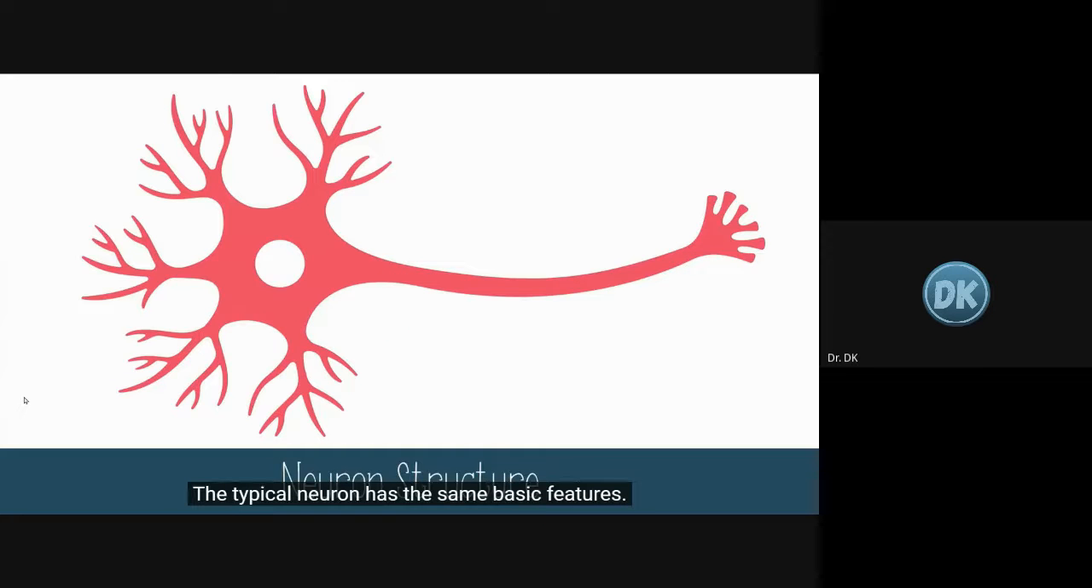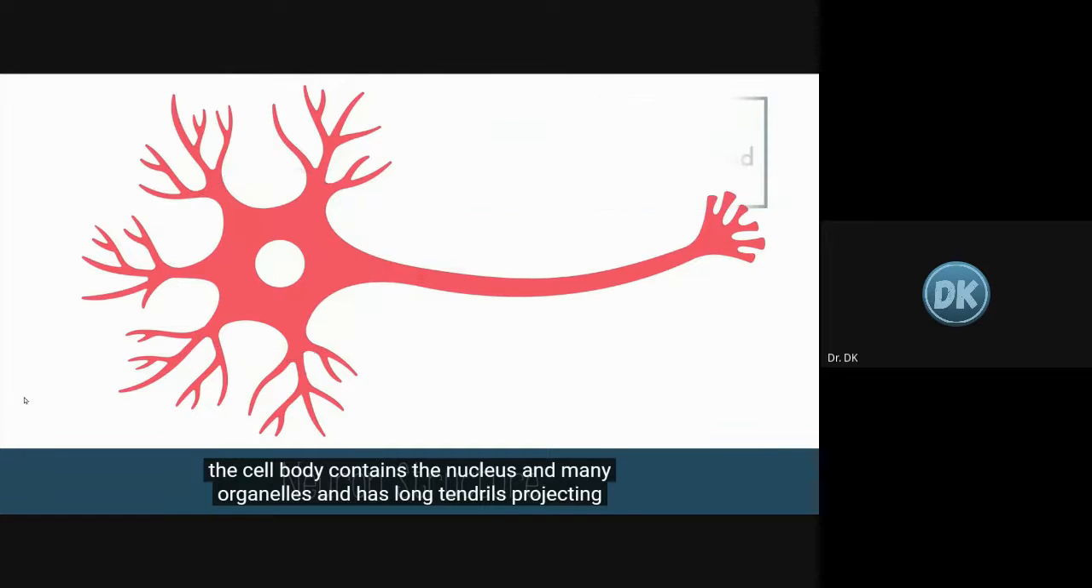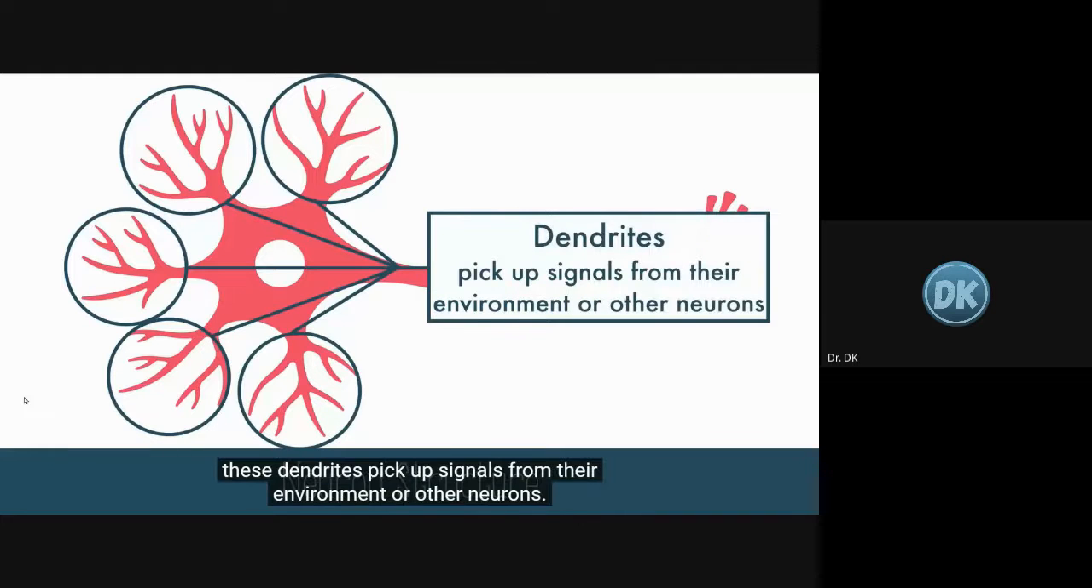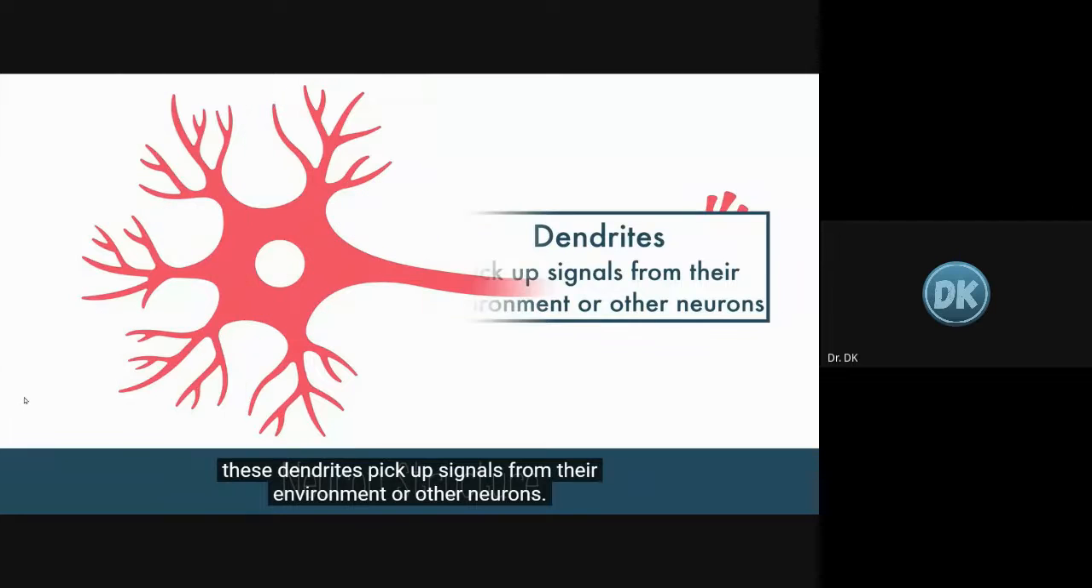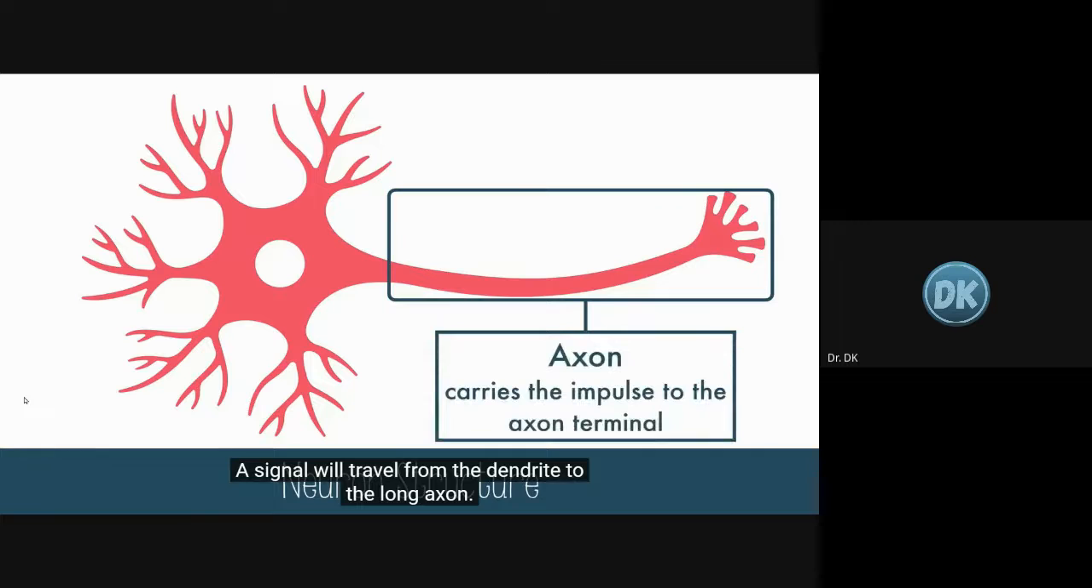The typical neuron has the same basic features. The cell body contains the nucleus and many organelles. It has long tendrils projecting from it called dendrites. These dendrites pick up signals from their environment or other neurons. A signal will travel from the dendrite to the long axon. Some axons can be even several feet long.